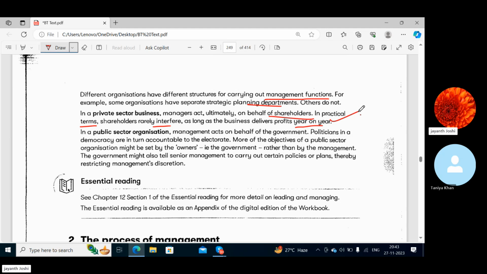Politicians in a democracy are in turn accountable to the electorate. That means they are supposed to give answers to the public. More of the objectives of a public sector organization might be set by the owners, that is government, rather than by the management. Government might also tell senior management to carry out certain policies or plans, thereby restricting management's discretion, because here everything is government deciding and they are just following that, right? So managers are not completely taking the decisions.